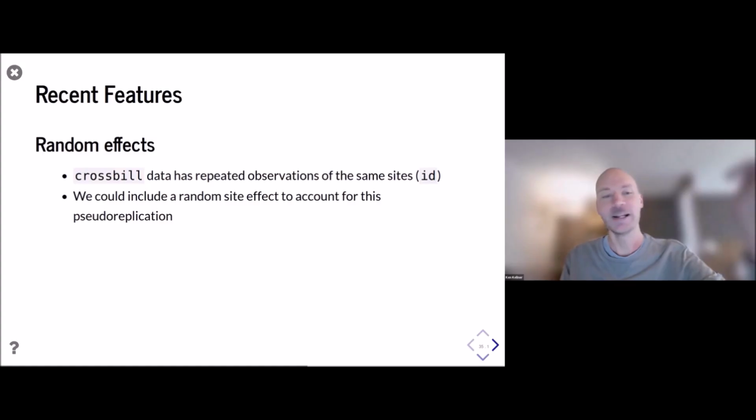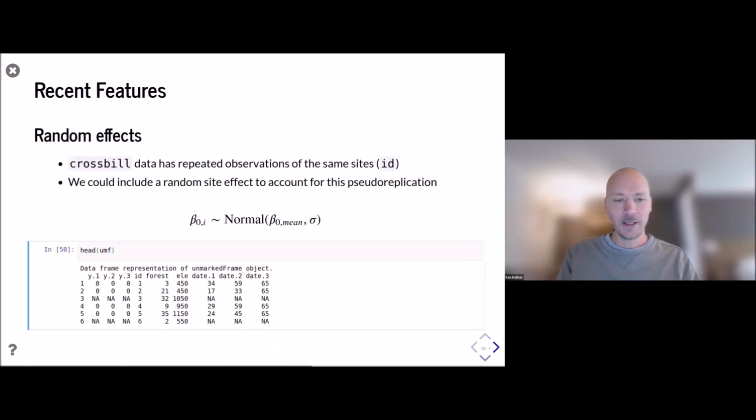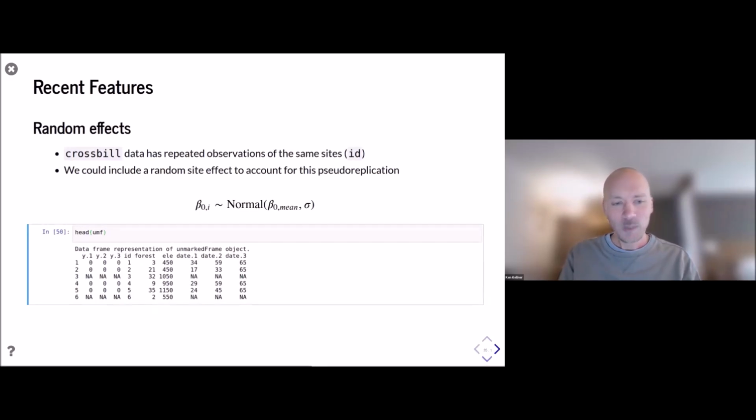So that's what I'm going to demonstrate here, just as a simple example. The idea here is that you basically have a bunch of site-specific intercepts, which are now modeled as coming from a normal distribution with some overall mean across all the sites and some standard deviation, which is what we're going to try to estimate. Let's look again at our unmarked frame. And here's the key variable here, which is ID. These are all unique values, but that's just because we're looking at only the first 6 sites.